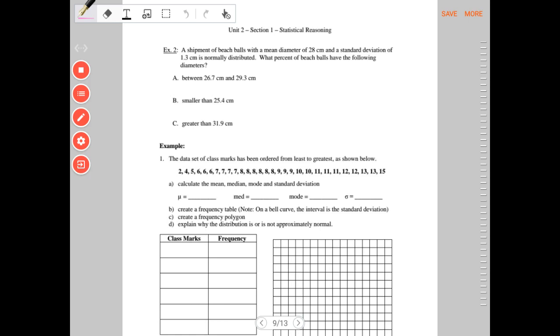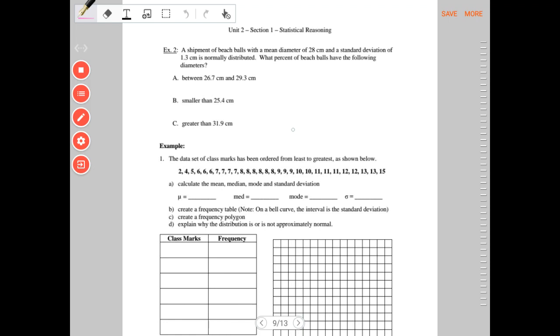Number 2. Example 2. A shipment of beach balls with a mean diameter of 28 centimeters and a standard deviation of 1.3 centimeters is normally distributed. What percent of the beach balls have the following diameters? Remember, percents are the values in between the standard deviations.